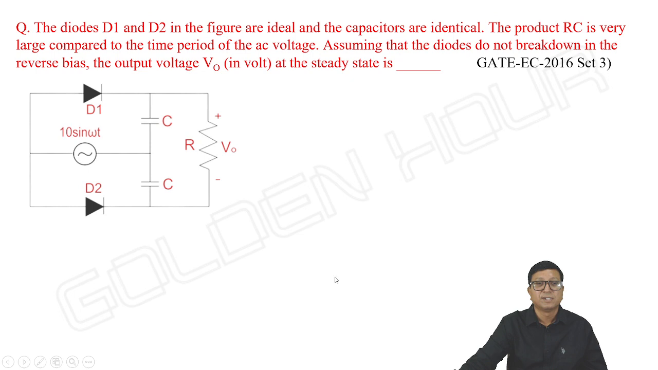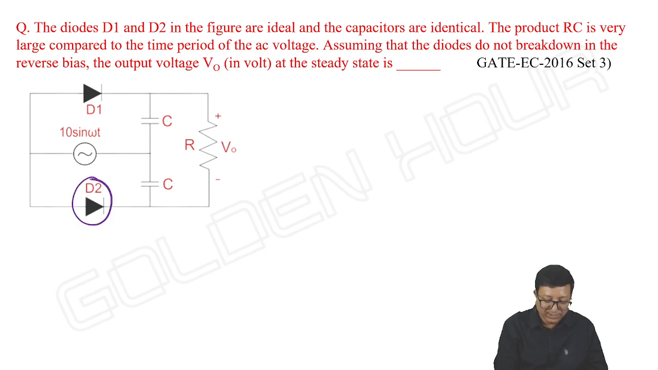Next, see this question. It is again looking like a voltage doubler. The thing is, they changed the direction of diode D2. Both should not be in the same direction, right? If the diode D2 is taken this way, then it is a voltage doubler. Now what they did, they changed the direction of D2.